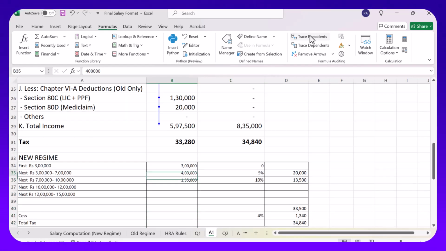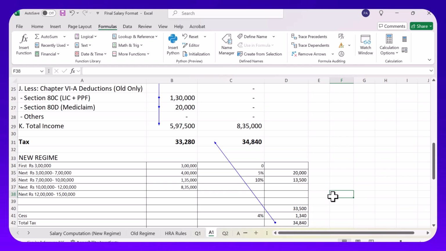Under the new regime, on the first 3 lakhs, no tax. On the next 4 lakhs, between 3 and 7 lakhs, the tax is 5%, so that is 20,000. Then the remaining amount, so that the amounts add up to 8,35,000. On 8,35,000, you have calculated tax of 20,000 and 13,500 based on the slab rates. So the tax comes to 33,500. You add 4% cess, so it comes to 34,000. And if you look here, you can see the tax has been calculated like this.